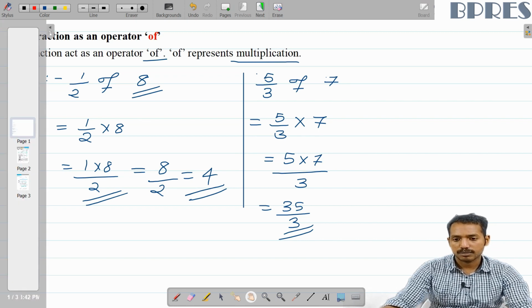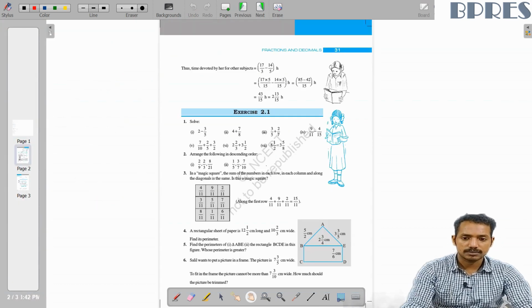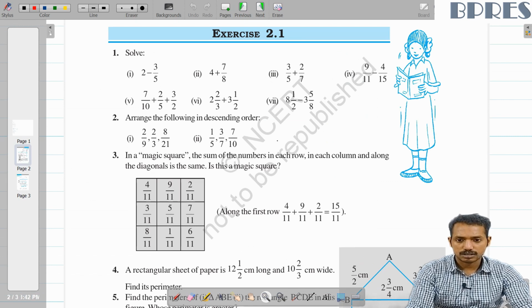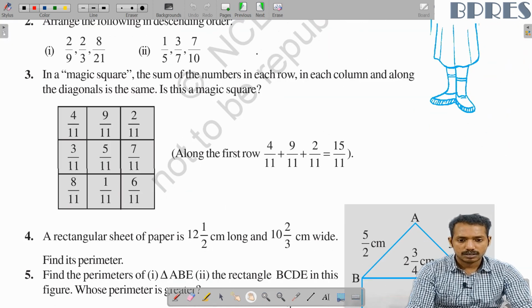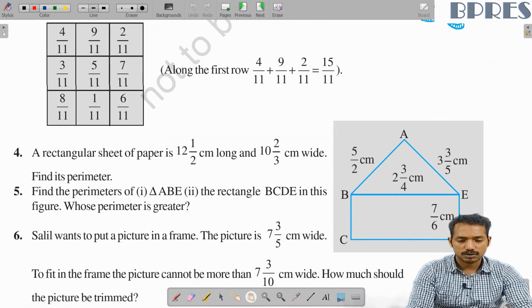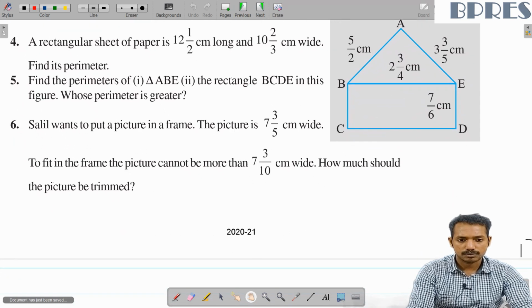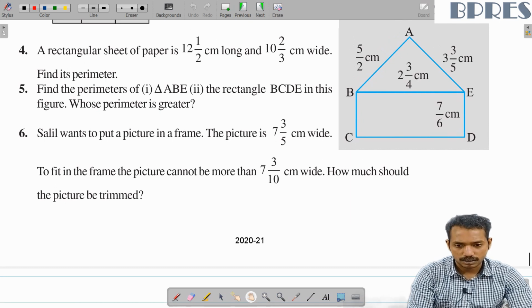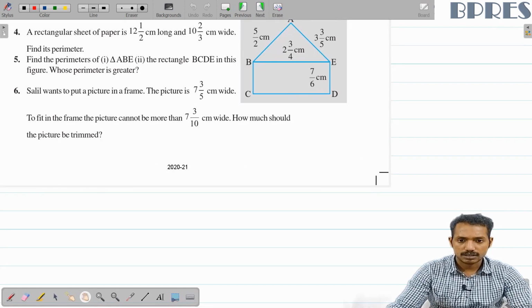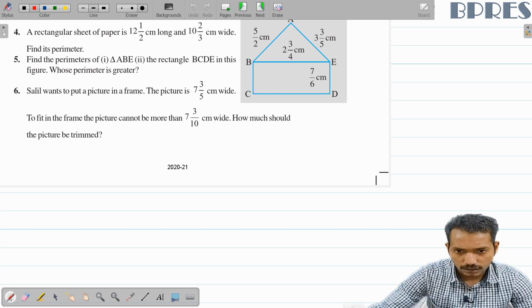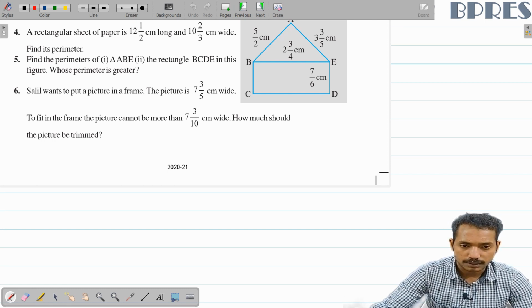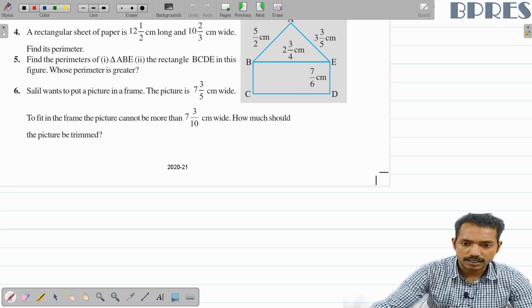So now let's discuss some questions from your textbook. Okay, only some important questions we are going to discuss here. The remaining questions you can solve yourself. Some word problems are given here, I'm going to discuss those. See, question number 4. What is question number 4? A rectangular sheet of paper 12 1 by 2 centimeter long and 10 2 by 3 centimeter wide. Find its perimeter. Clear. That is the question.